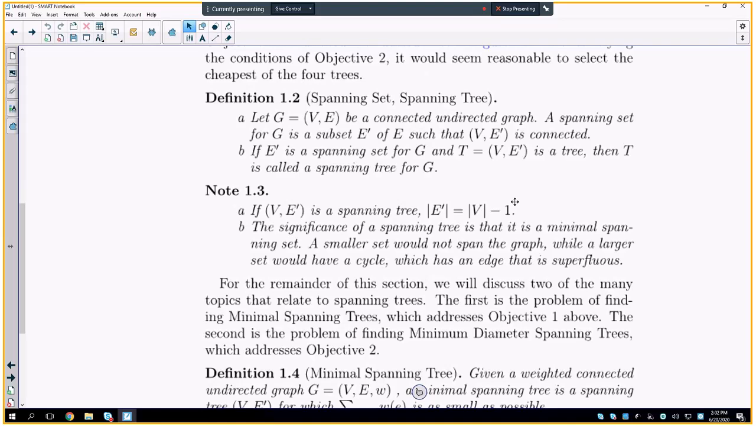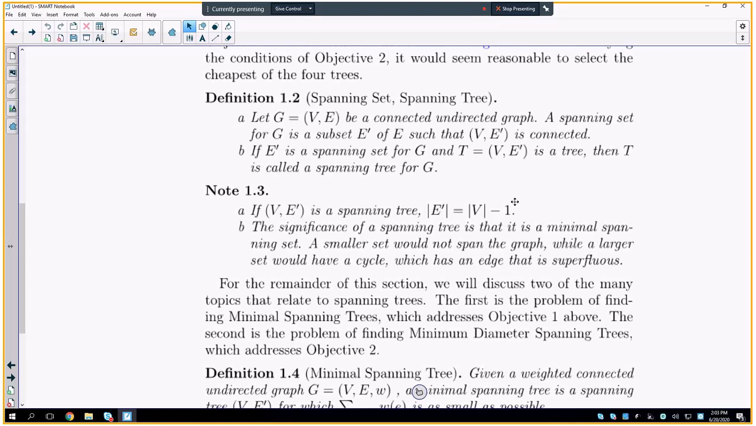If E prime is a minimal spanning set of the graph G, then T = (V, E prime) is a tree, and then T is called a spanning tree for G. Of course, because the spanning tree is a tree, the number of edges in the spanning tree is 1 fewer than the number of vertices. The significance of the spanning tree is that it is a minimal spanning set. A smaller set would not span the graph, while a larger set would have a cycle which has an edge that is superfluous.